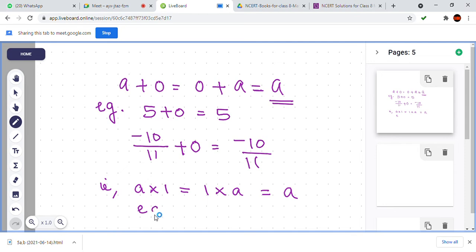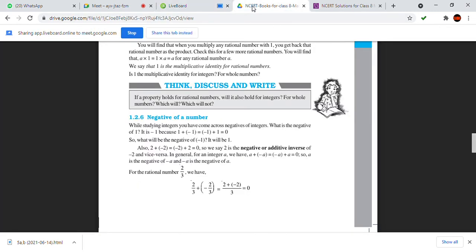Example: -5/6, that is a rational. Instead of a we took -5/6. We multiply that by 1, and we have the same -5/6. -5/6 into 1 is -5/6. So this 1 is known as the multiplicative identity. Whatever we multiply by 1, the number stays the same. Okay. Then you can write negative of a number.